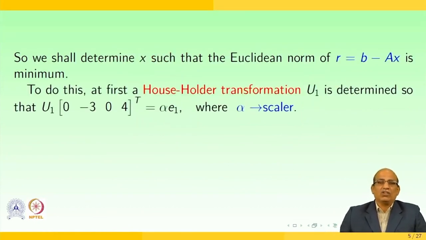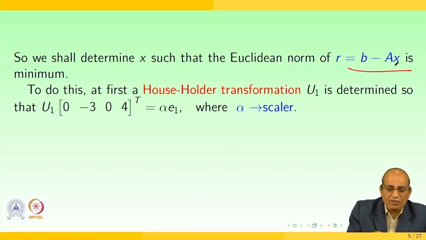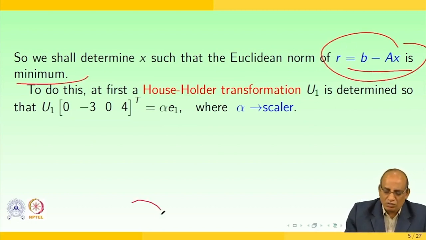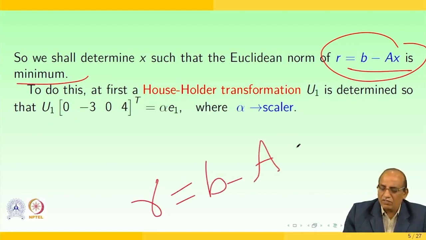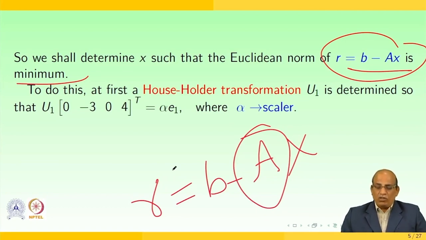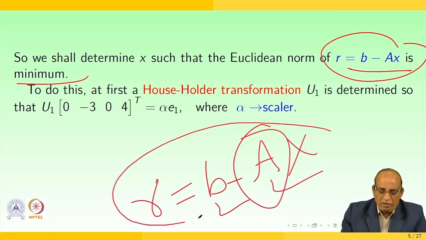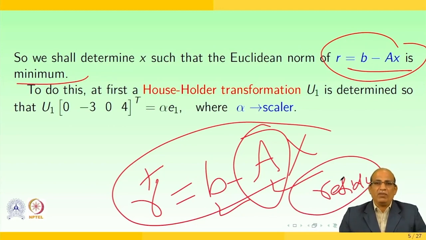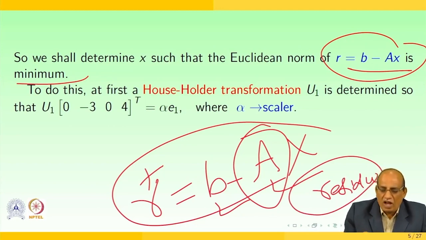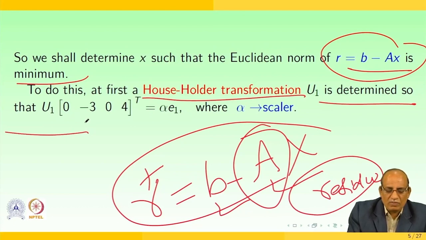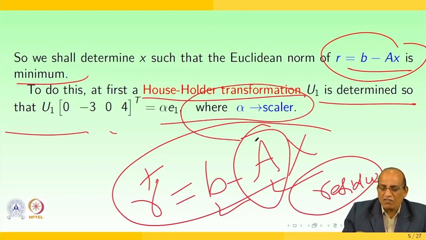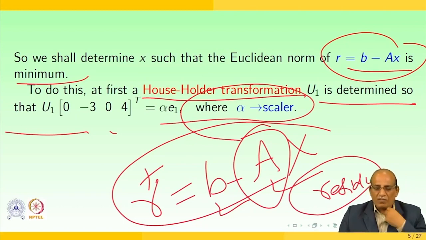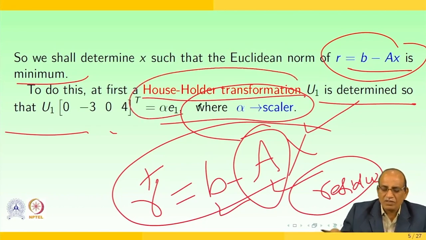Well, look at this. We shall determine x such that the Euclidean norm of r, where r is equal to b minus Ax, is minimal. So, we wanted to make the norm minimal, right? Here r is the residual, b is the right side vector, A is the coefficient matrix and x is the unknown vector. Given b and the coefficient matrix, we can always compute the residual. In order to make it minimal, we should use what we call the Householder transformation. So u1 is determined so that u1 is equal to 0, minus 3, 0, 4 transpose, alpha and v1. Here alpha is a scalar quantity. So, we need to find the form of this scalar and how we could use the Householder transformation.